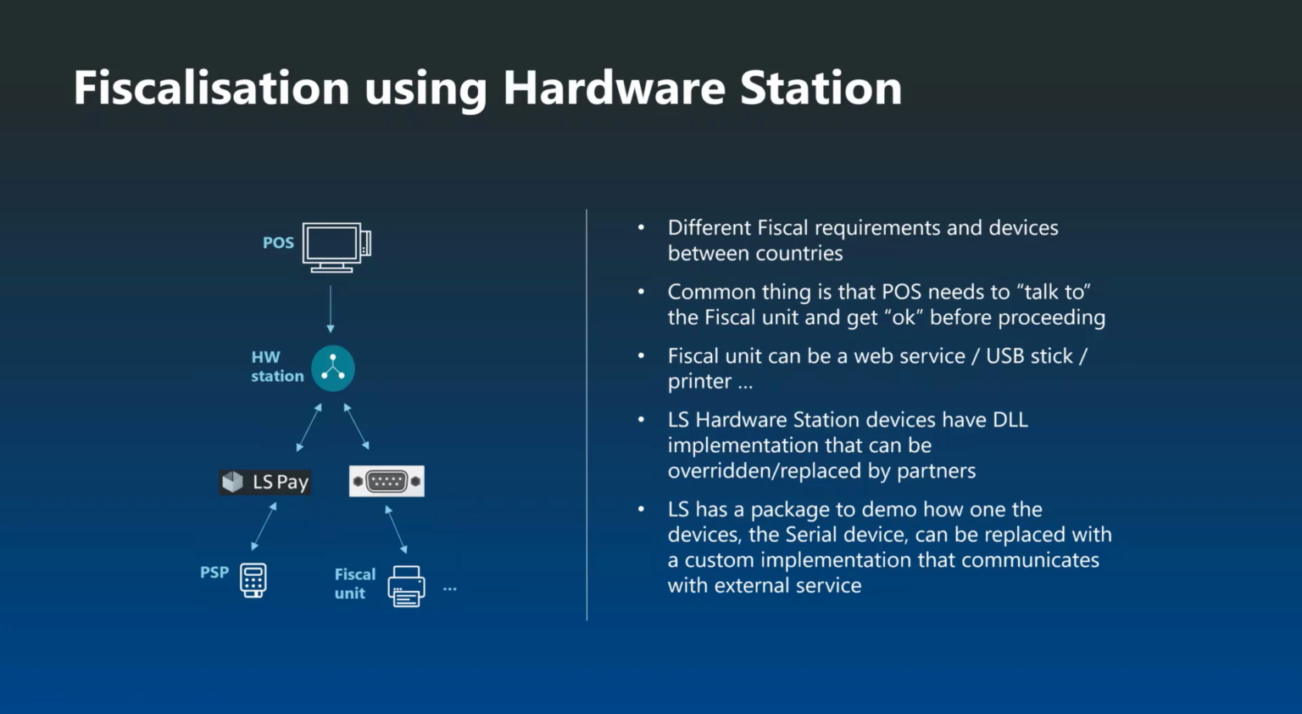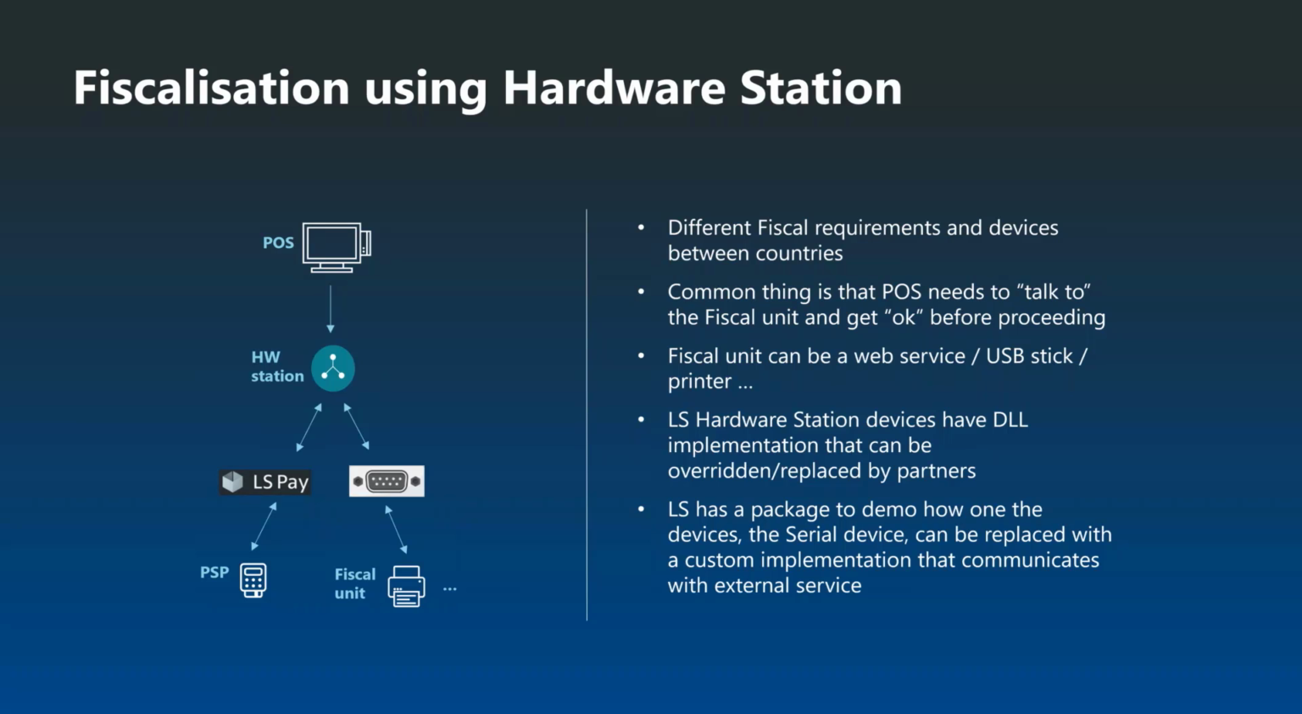Now, one of the important parts of the POS implementation in some countries is the fiscalisation. Different fiscal requirements apply from country to country, but the common thing is that the POS needs to talk to a fiscal unit and get some kind of an okay before proceeding. Now, these fiscal units are different between countries and can be implemented as software, like using a web service, or some kind of fiscal device, like a USB stick or fiscal printer, etc.